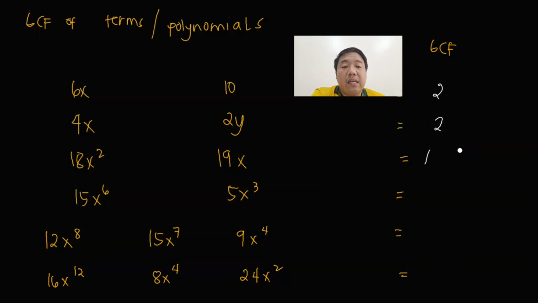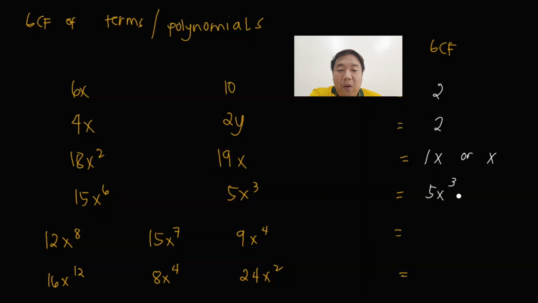And how about x squared and x? O, parehong may x. So, get the lowest term or the lowest exponent of that x, and that is 1x. Or simply, x. Very good. How about 15x raised to 6 and 5x cubed? Lahat po ba meron ng x? Yes. So, the GCF will start with 5 and then x raised to 3.